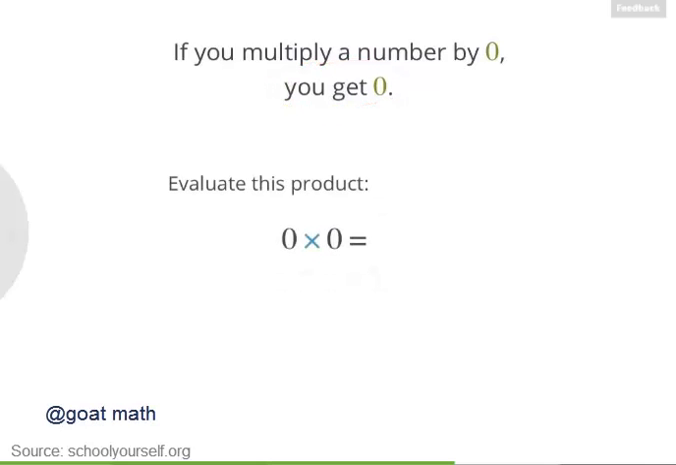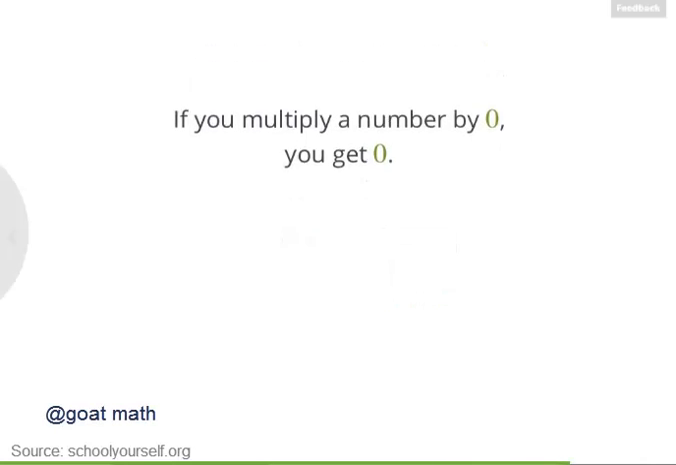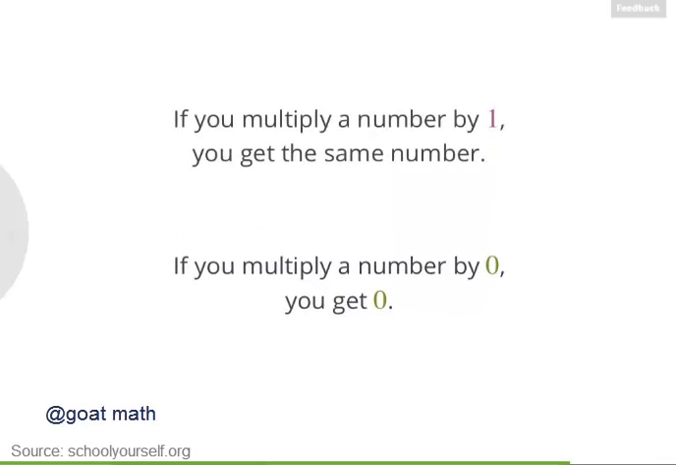So then what's 0 times 0? If you have 0 groups with 0 dots each, how many dots do you have in total? Right, even 0 times 0 gives you 0. So to summarize, multiplying any number by 1 gives you that same number back, and multiplying any number by 0 always gives you 0.